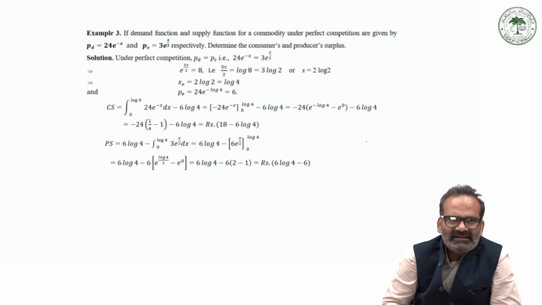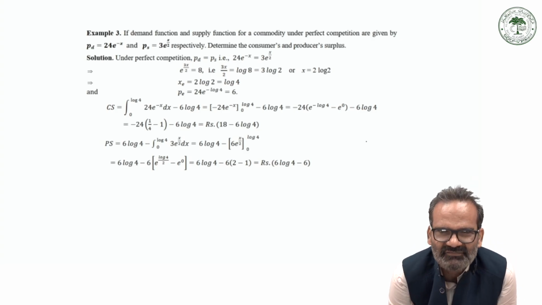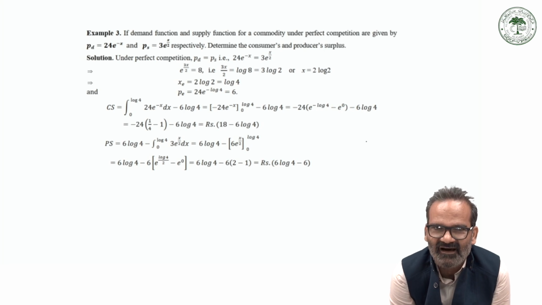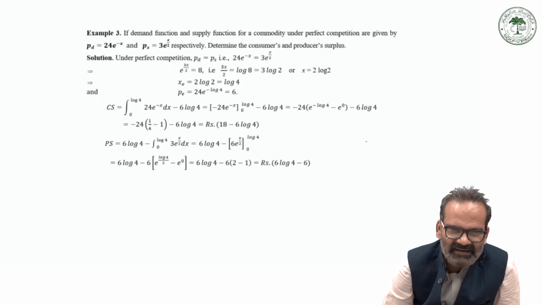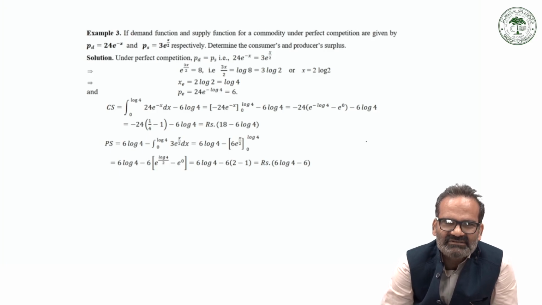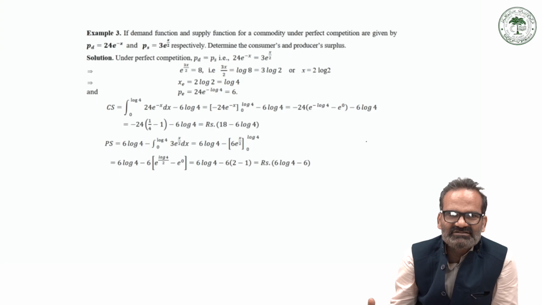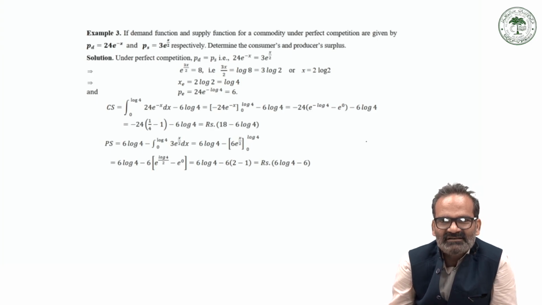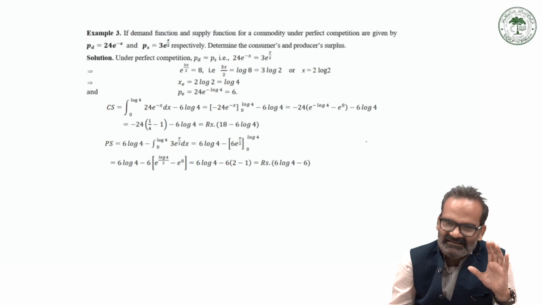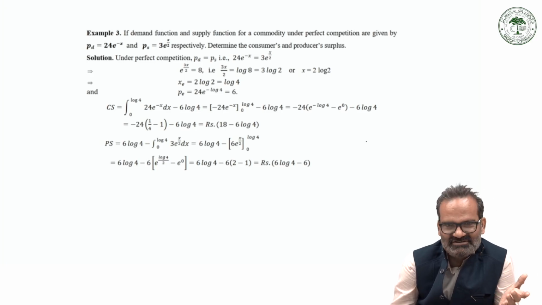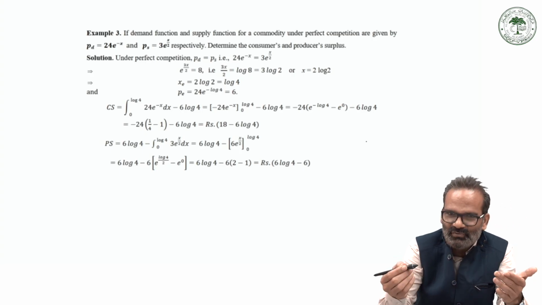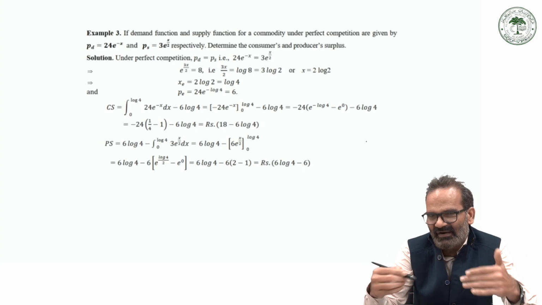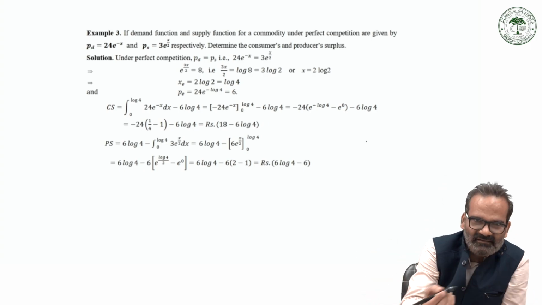Let us take this example also. What it says: if the demand function and supply function for a commodity under perfect competition are given by PD is equals to 24 e raised to power minus x and PS is equals to 3 e raised to power x by 2 respectively, determine the consumer and producer surplus. This is also almost the verbatim question as we did in the last case. Let me give you some hint, and I expect you should try to find out its solution yourself, but after having some hint.